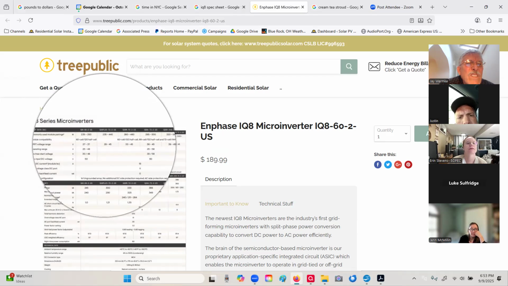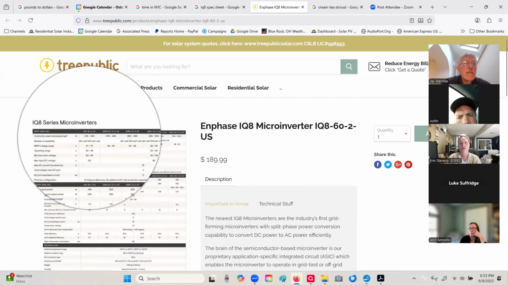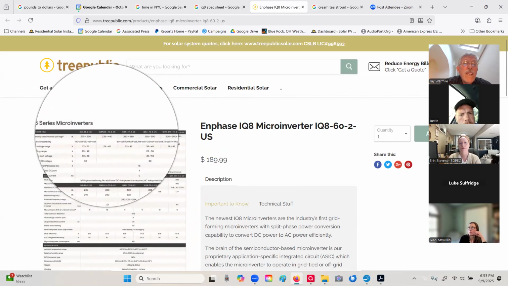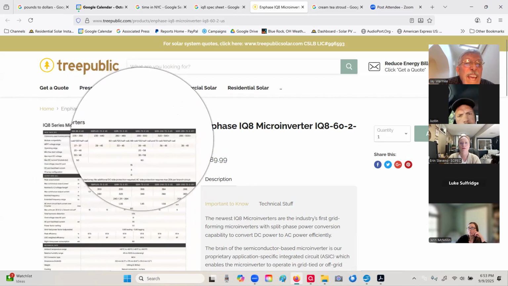235 to 440. So with the IQ8 Plus, that's what it'll handle. It'll handle a 235 to a 440. If you get up there to the IQ8A, that goes 295 to 500. So you can buy that.